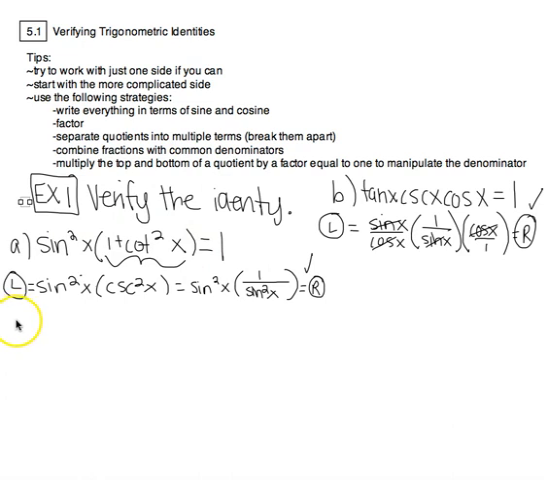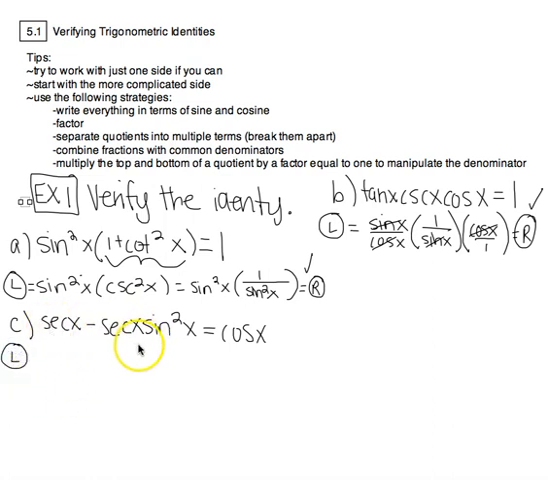All right, so far these haven't been too taxing. Had some kind of easy ones here. There won't be a ton of easy ones, but we'll do one more easy one before we get into the more complicated ones. So the next one we're going to do is secant x minus secant x sine squared x equals cosine x. So the more complicated side is definitely the left side again. So I'm going to start with that.